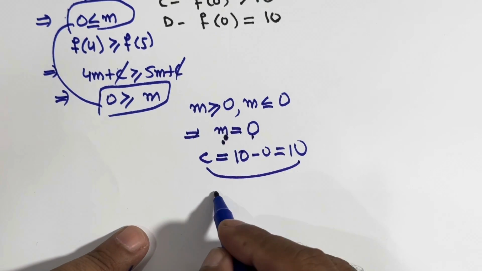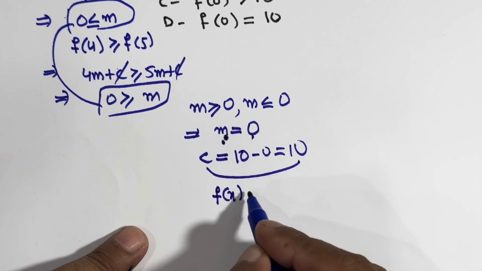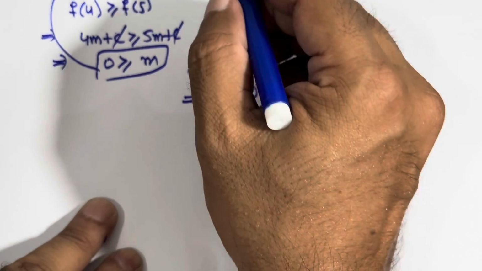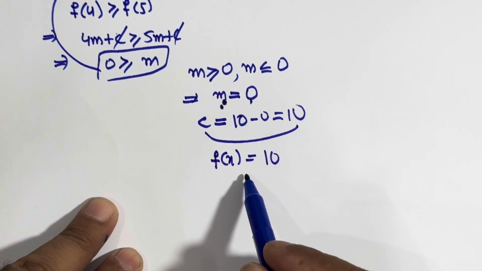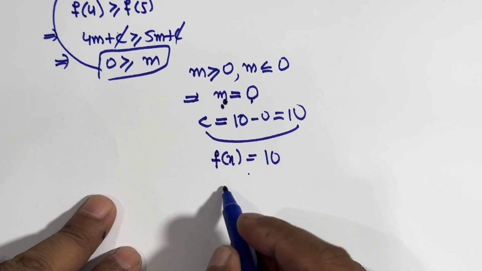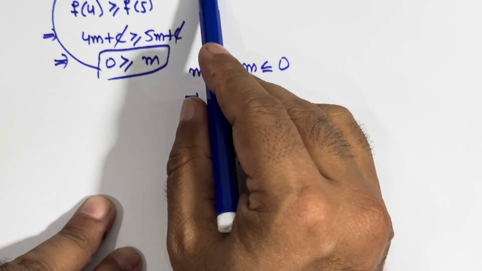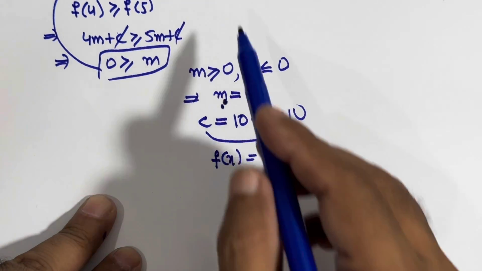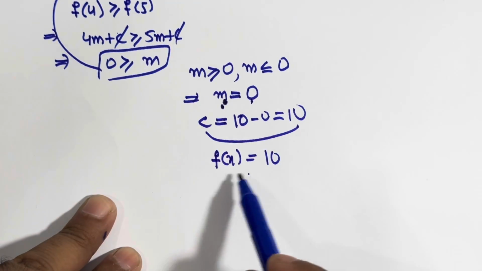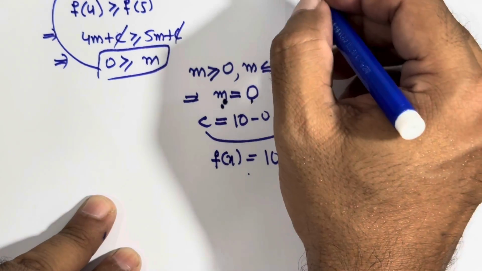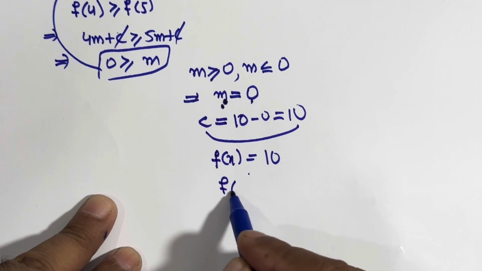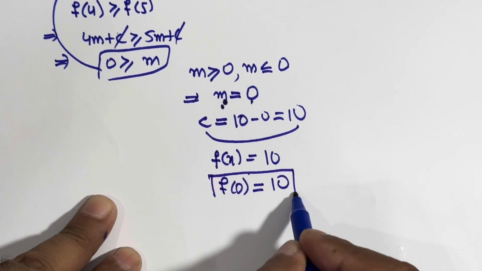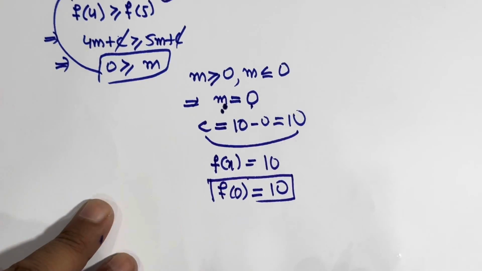So this function f of x will become 10. Now you have to find which of the following must be true. Now we have a constant function. If we find f of 0 is equal to 0, this is not possible, this is not the answer. f of 0 is greater than 10, no. f of 0 is equal to 10, so that is the right answer.